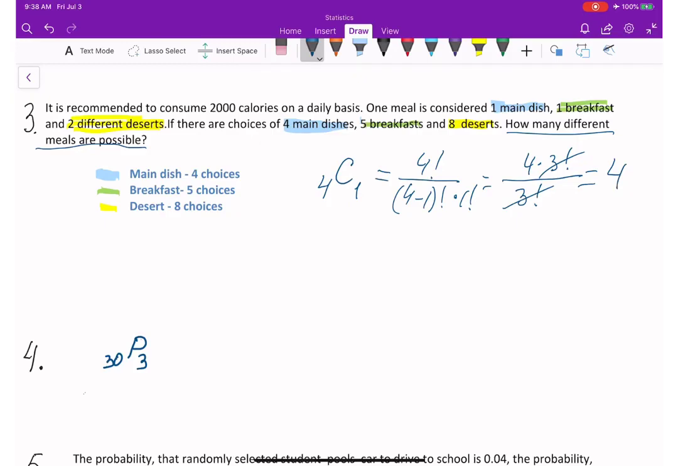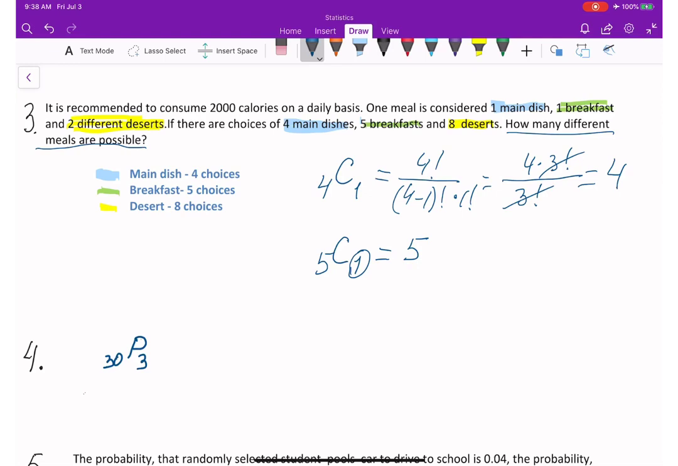Next, combination of one breakfast out of total 5. Now I'll open a little secret. Every time you choose 1 out of whatever number, the result is going to be that number. So I'm going to put 5. If I had combination of 1 out of 10, it would be 10. So that's only when you choose 1.